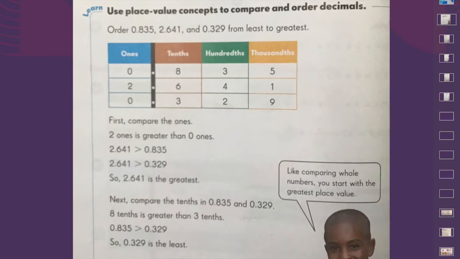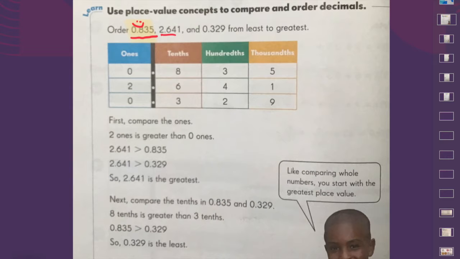So our first task here is to order these three decimals, and I want you to just say them using your place value language in your mind. For example, instead of saying 0.835, how would we read that using our place value language, using tenths, hundredths, or thousandths? So just think about it in your head. And did you say in your head 835 thousandths? If so, good for you. Move on to the next one.